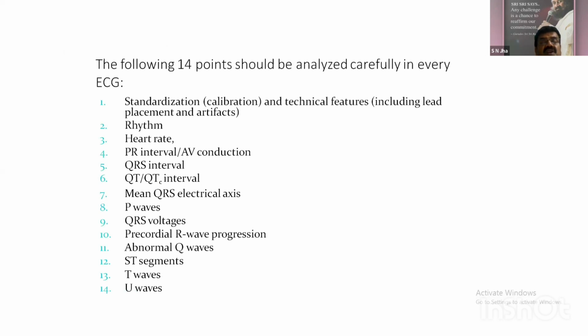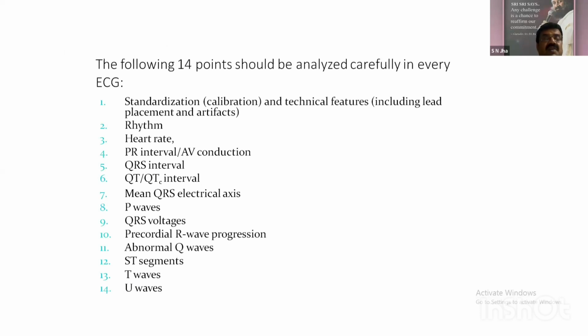So you need to know what things you need to see in every ECG. You must see the standardization. I told you about calibration: 10 small squares is 1 millivolt. Then technical features, including lead placement and artifacts. Then we need to see the rhythm.